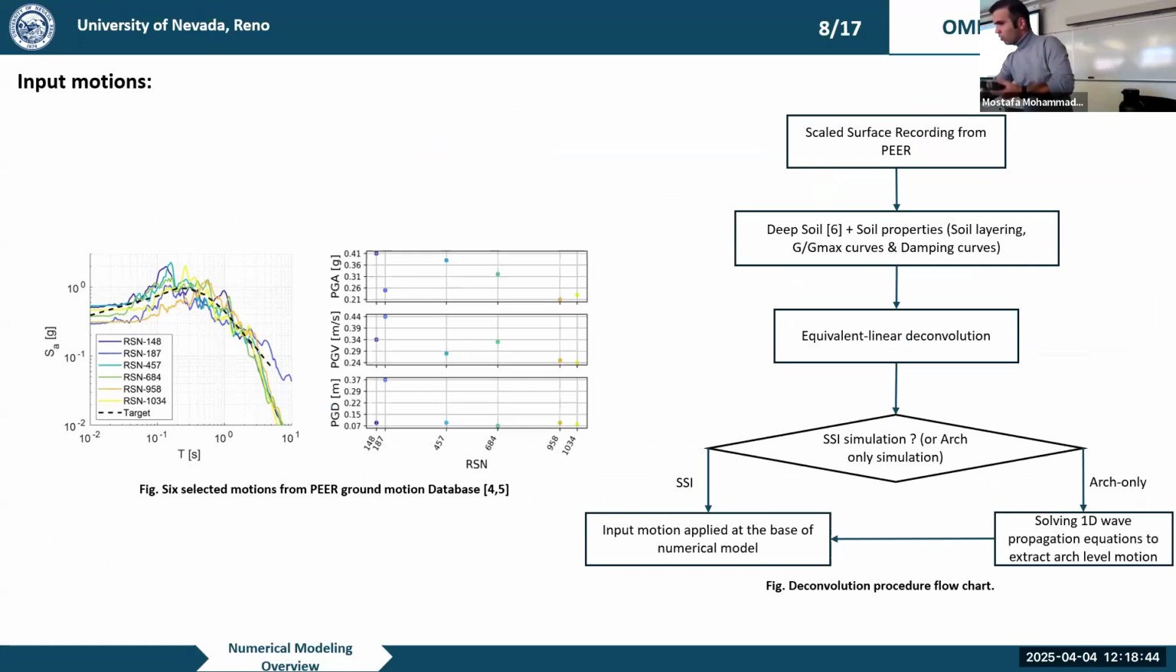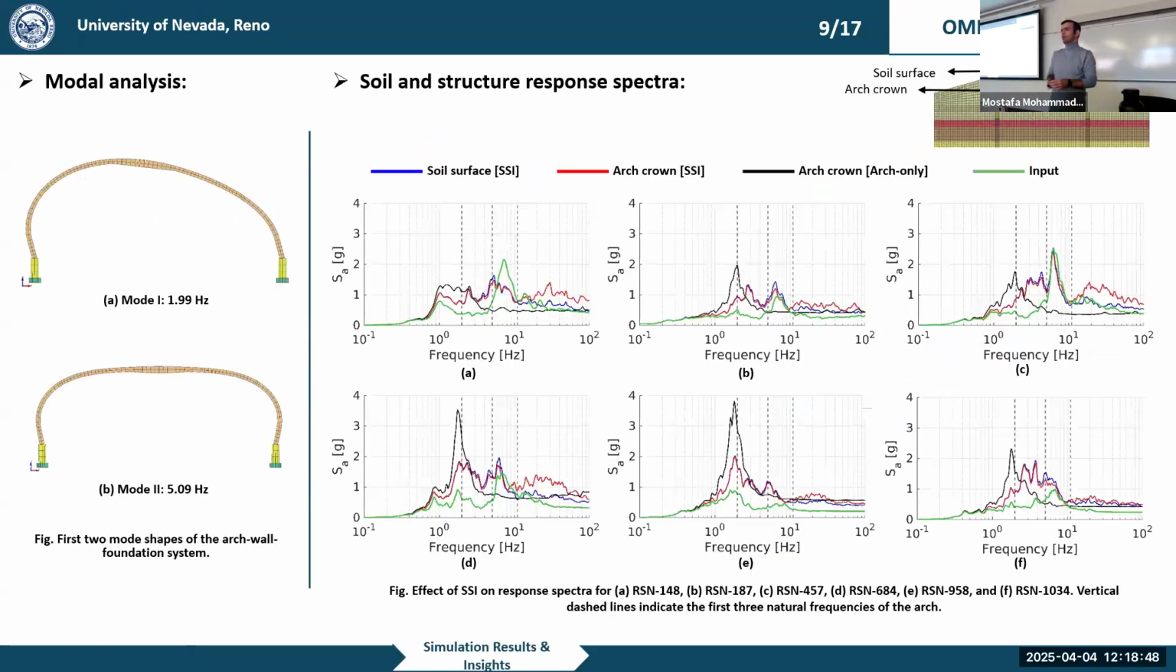So the numerical modeling overview was kind of this, and let's take a look at some results. First things first is the modal analysis of my structure. My structure, as you can see, has 2 main fundamental frequencies. The first one happens at 2 Hz, and the second one at around 5 Hz. You can see the mode shapes as well.